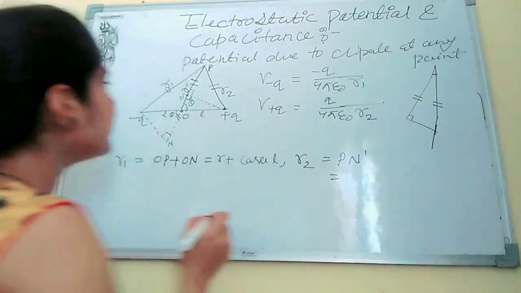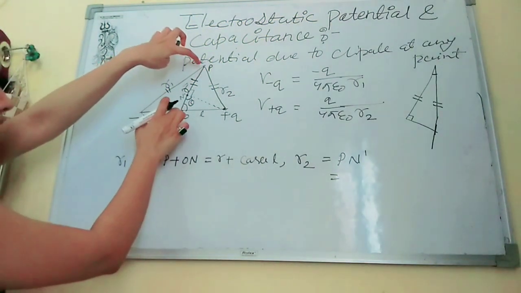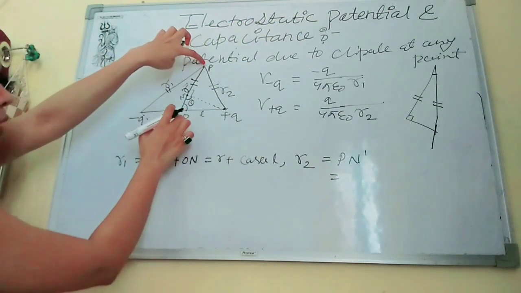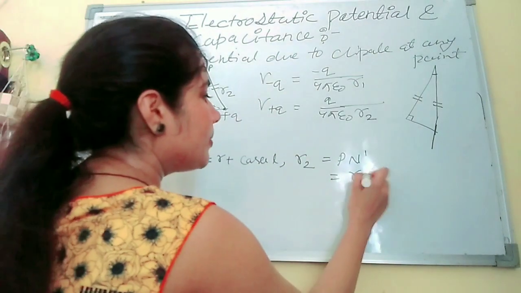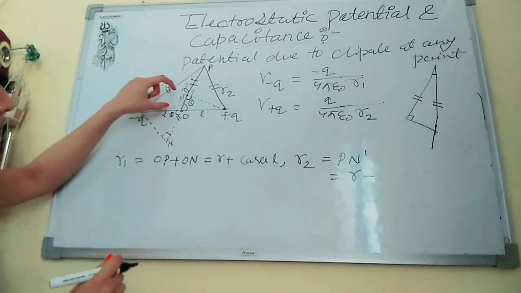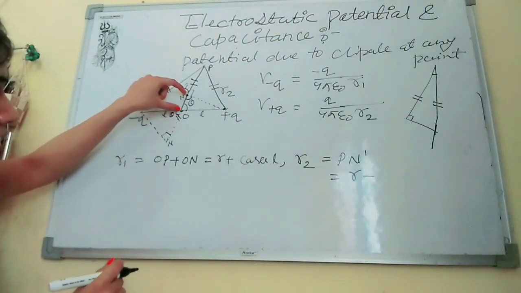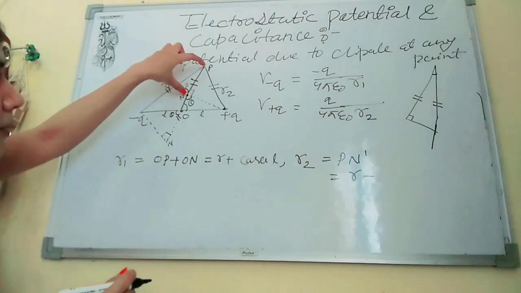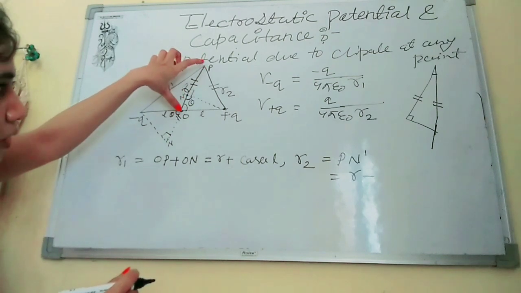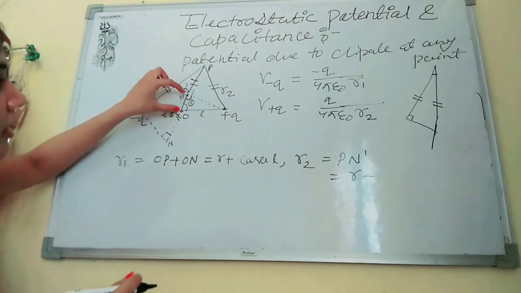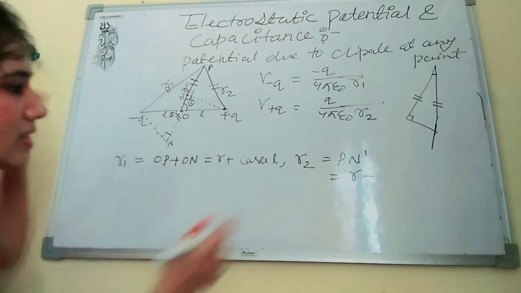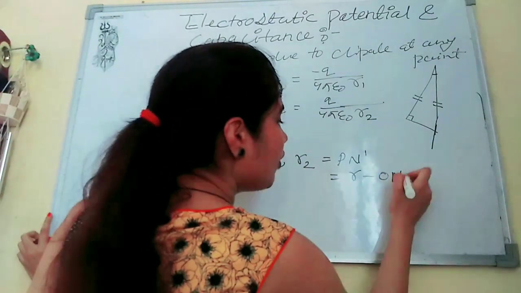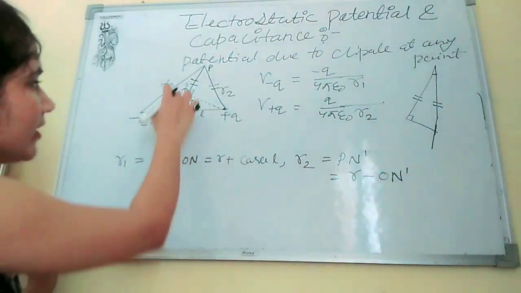And how will we find P dash? This whole measurement is OP, that is the position vector R, minus O dash. To find the value of P dash, we simply take the full measurement and then subtract this O dash.